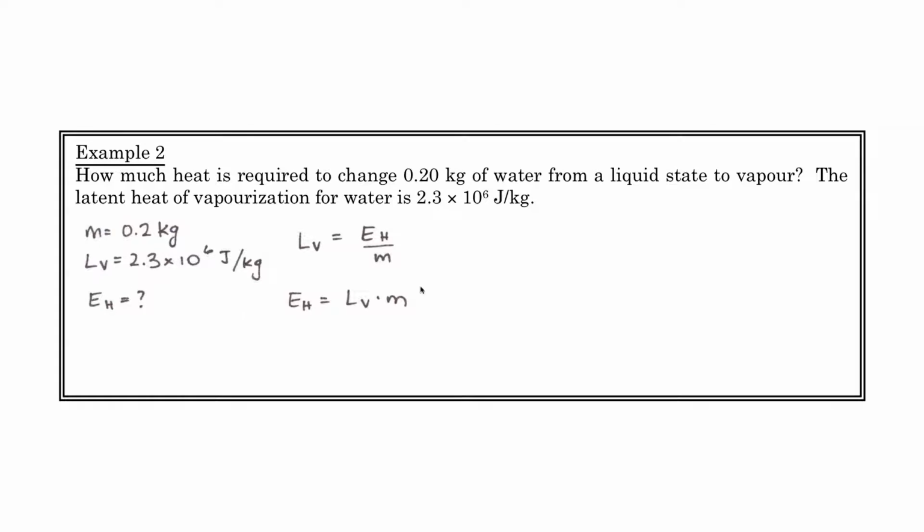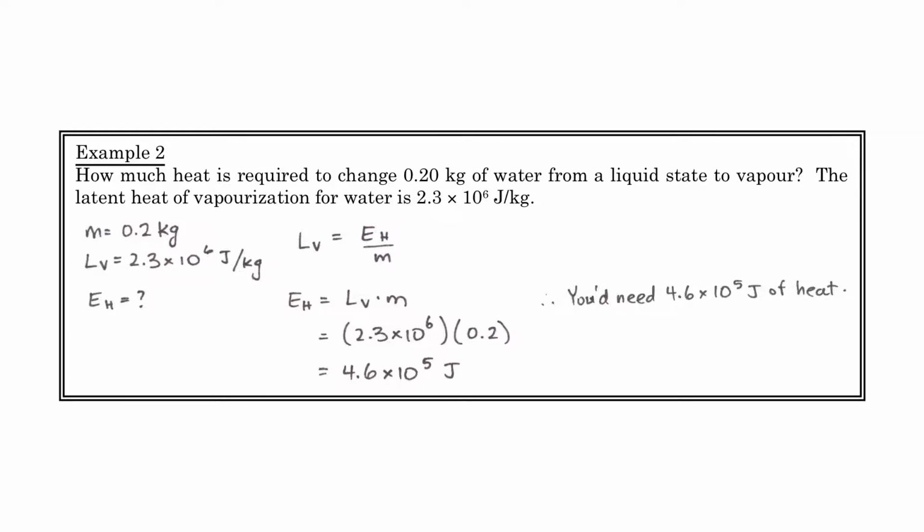So we can rearrange, substitute. We have 4.6 times 10 to the 5 joules. So it takes a lot of energy. 4.6 times 10 to the 5, that's 460,000 joules of energy required. That's a heck of a lot, right? That's a lot of energy that we need to boil this much water and to boil all of it. That's a ton of energy. 4.6 times 10 to the 5 joules.